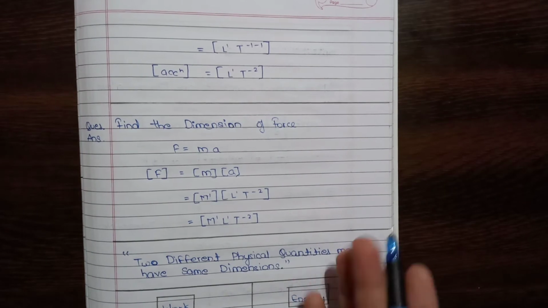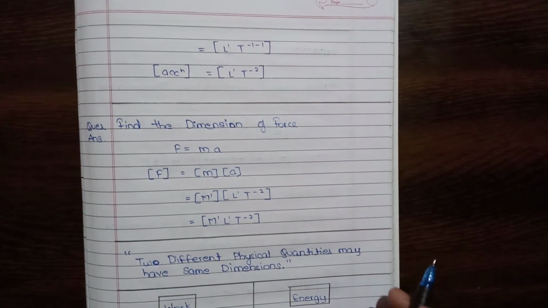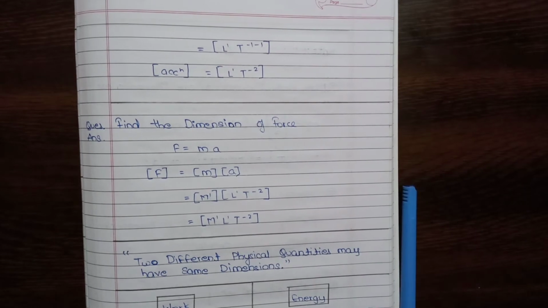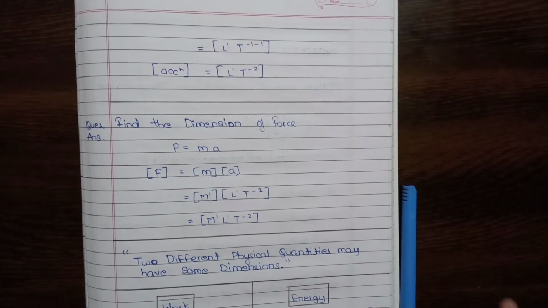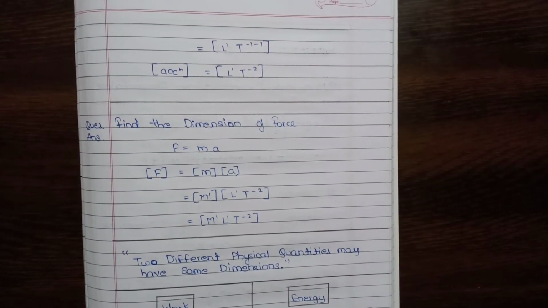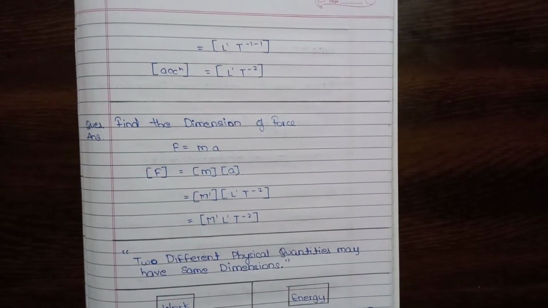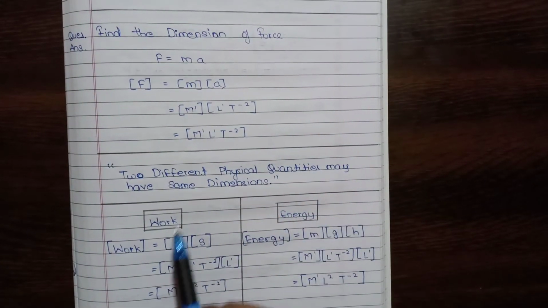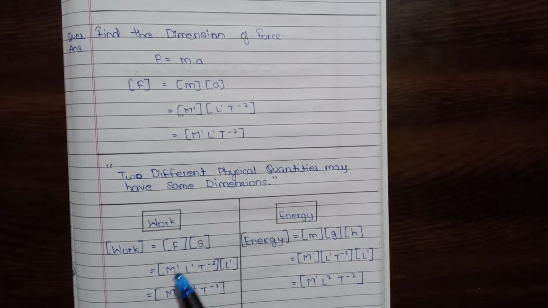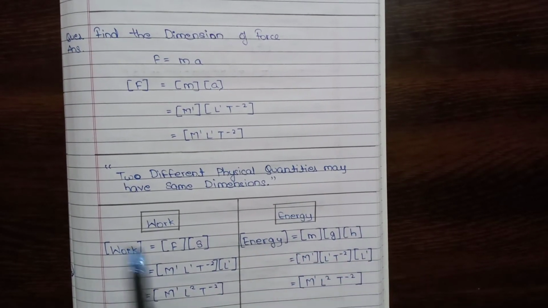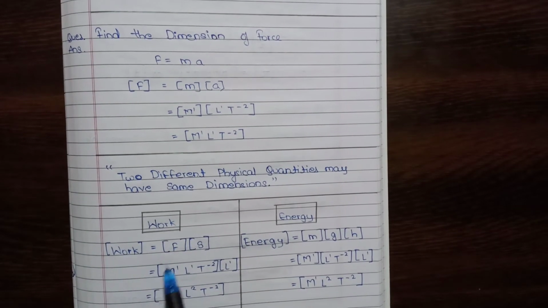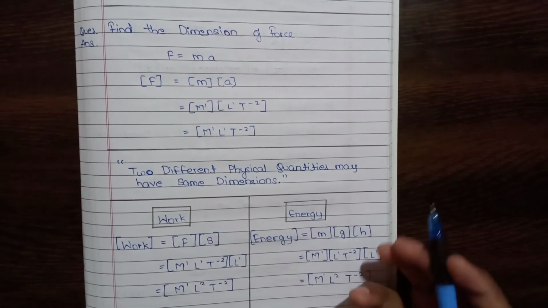Now I would like to tell you something: two different physical quantities may have the same dimensions. See, it is possible that two different physical quantities can possess the same dimension. For example, but there's one condition, that the two different quantities should be physical quantities and nothing other. So now we'll see the examples of work and energy. Here we have two columns, one dedicated to work and the second one to energy. In the work section, we have work equals force into S, and here S is nothing but displacement.